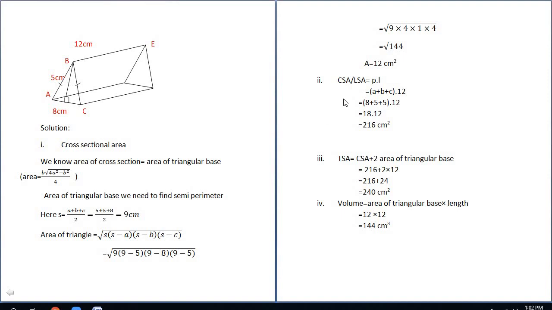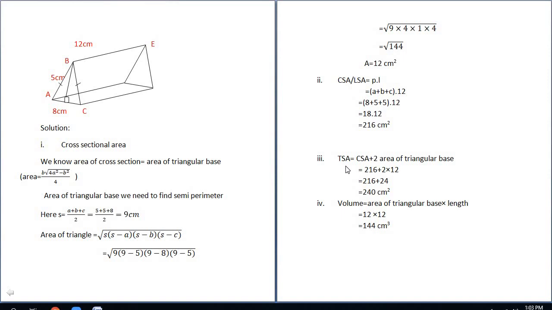Now let us move to curved surface area. It is also known as lateral surface area. Its formula is perimeter of triangular base into length of the triangular prism. Here, perimeter of a triangle is the sum of all sides, that is a plus b plus c, into length of the triangular prism, which is 12. So after calculation, we get 216 square centimeter. That means generally we can understand curved surface area or LSA is the area of the rectangular parts, excluding the two triangles.